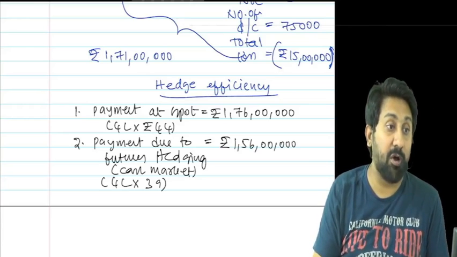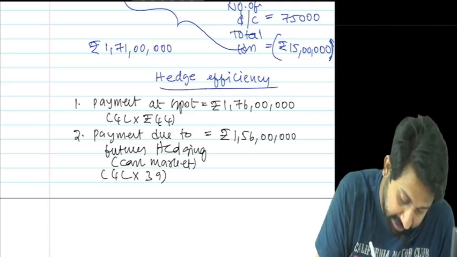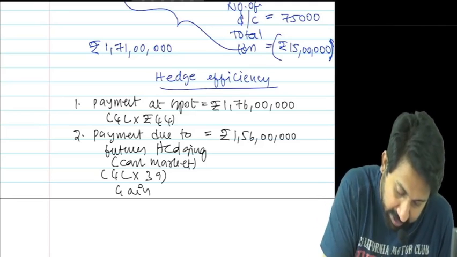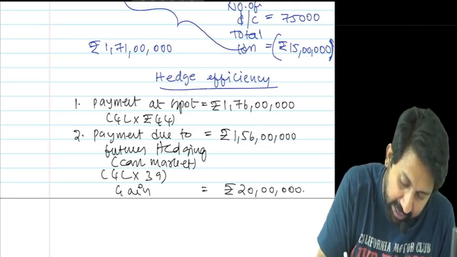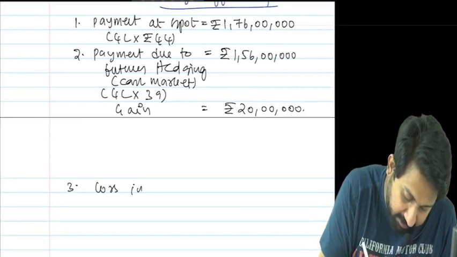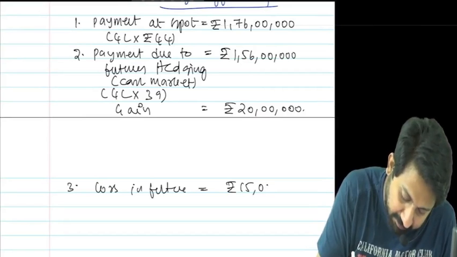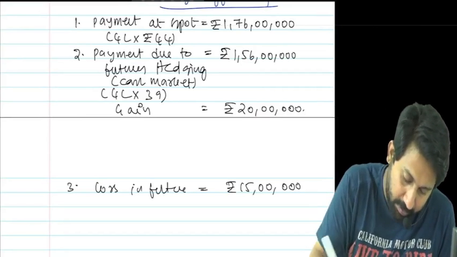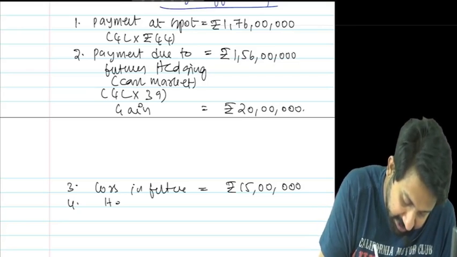How much you would have paid? 1 lakh 76. How much you paid? 1 lakh 56. Means how much gain you have made here? Rupees 20 lakh. But what is the loss in futures? What is the loss in futures? Rupees 15 lakhs. Now that means how much is the hedge efficiency?